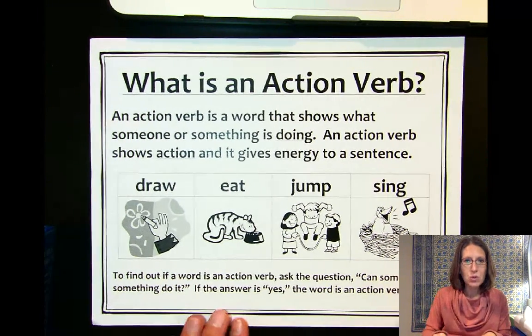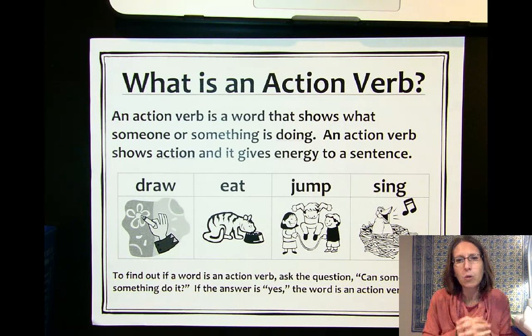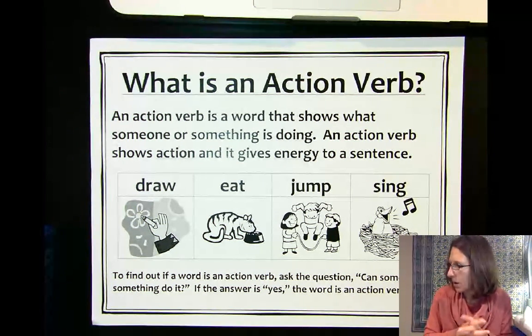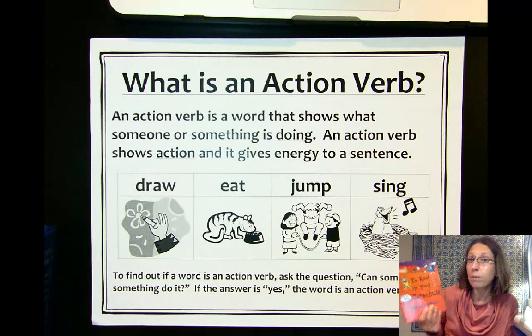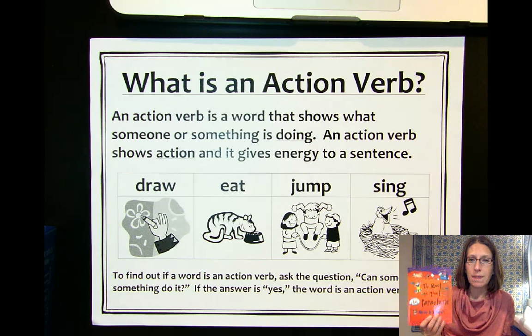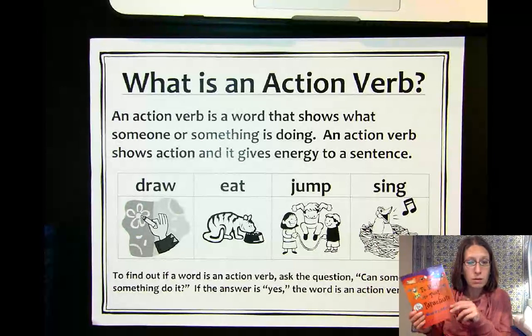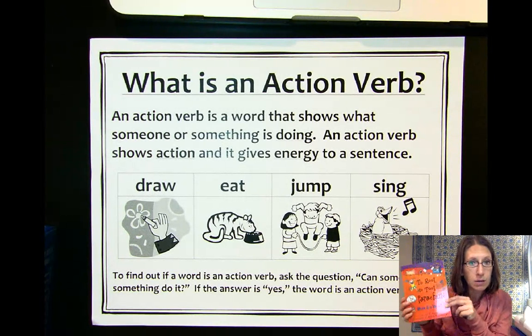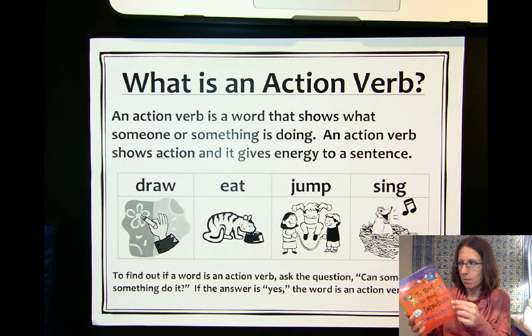So if you're not sure, if you're trying to find the action verb in a sentence, you can ask yourself, can someone or something do it? Can someone or something book? No, that would be a noun. A book is a noun. A book is a thing. But if I said I want to read a book, can someone or something read? Yeah, it shows action. It shows I'm doing something.